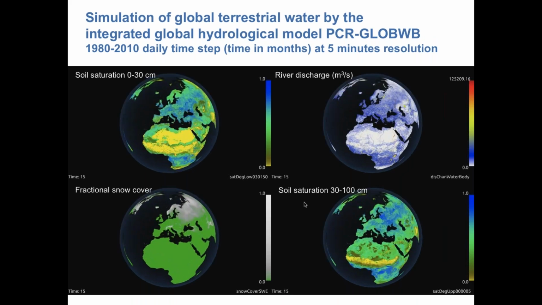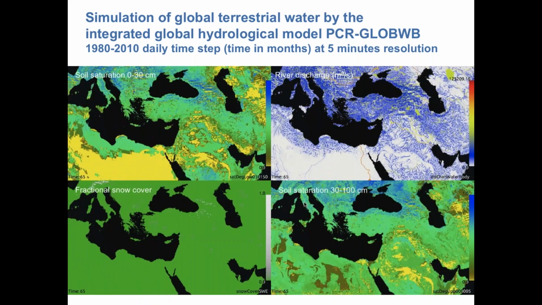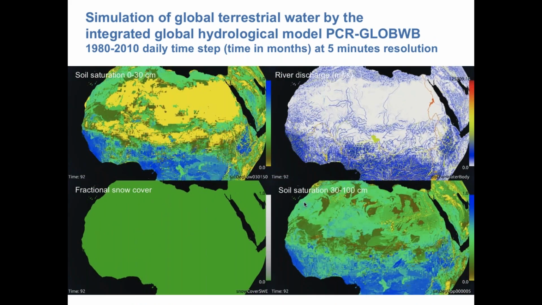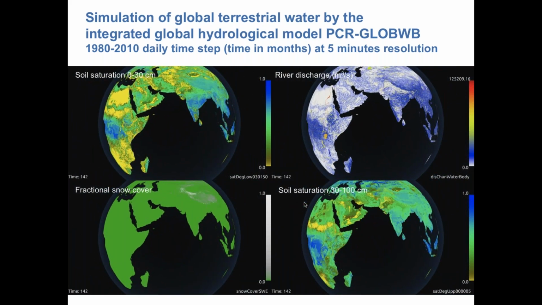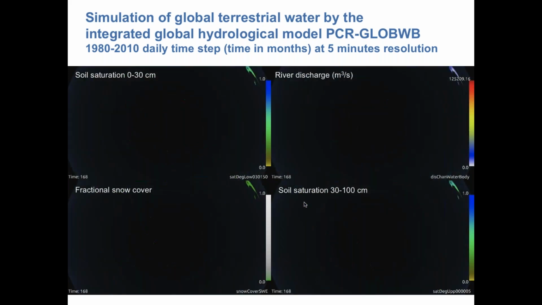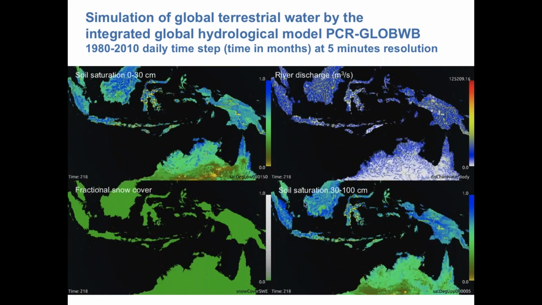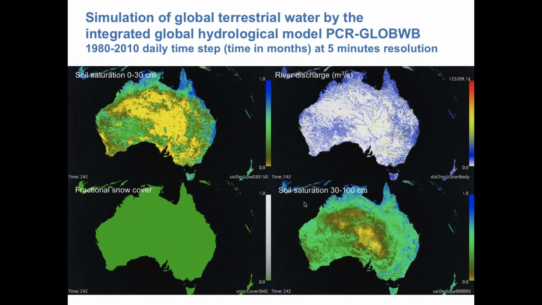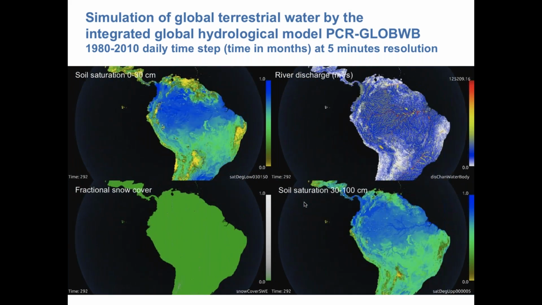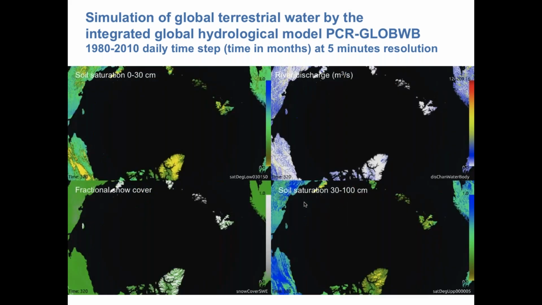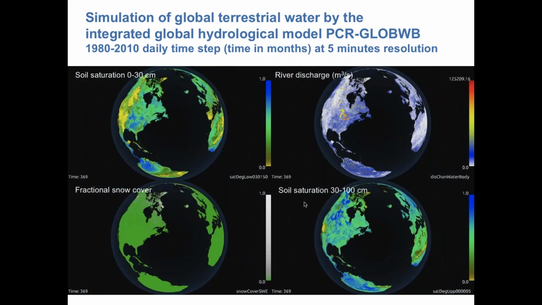Now the next simulation shows you 30 years of simulation with our model at 5 arc-minutes, or 10 by 10 kilometers at the equator, showing you river discharge, soil saturation, and snow cover. And we're going to look at this increase of resolution a little bit later. Eventually, we think that we can start doing this at 1 by 1 kilometer or even 100 by 100 meters globally. But that's for later in this talk.